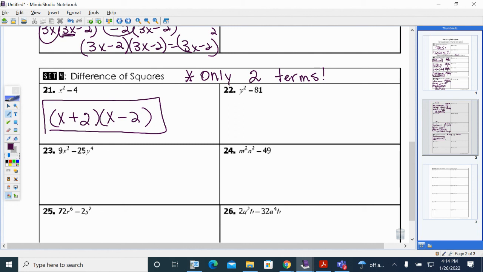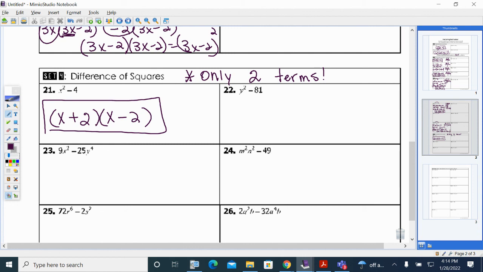Let's look at number 23. 9x squared minus 25y to the 4th. So one thing I did forget to mention is that with your variables and their exponents, what makes them a perfect square is even exponents. So even exponents are perfect squares. This is a difference of 2 perfect squares. 9 is 3 times 3. 25 is 5 times 5. And then x squared is an even exponent, and y to the 4th is an even exponent.